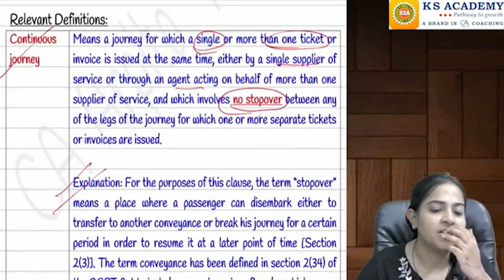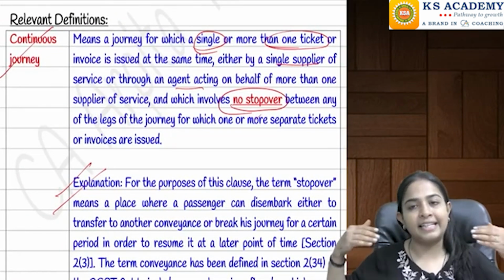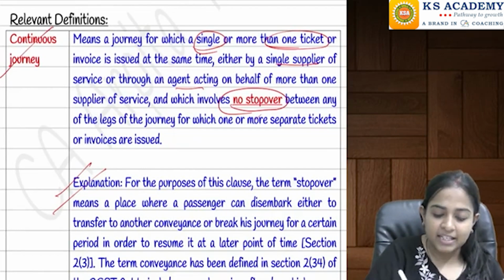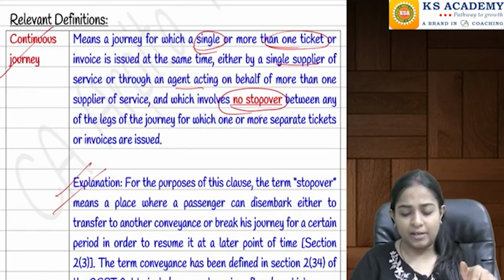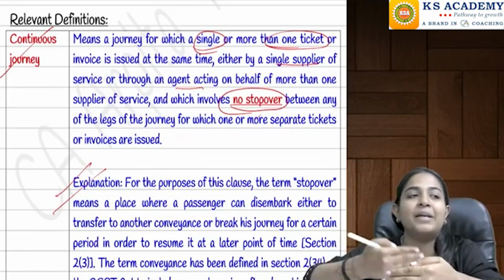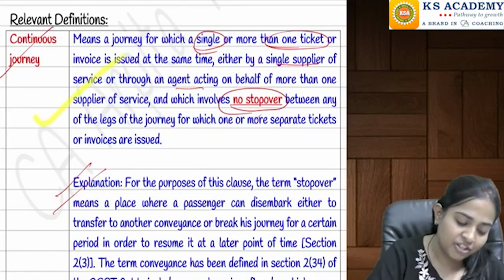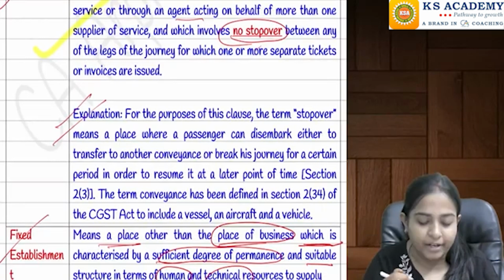Now the first definition is of continuous journey, that we are going to use in section number 12. Here they are telling that continuous journey is such a journey, can you see this, everyone here? It is a journey for which there can be a single ticket or separate tickets, more than one ticket issued, but in between there should be no stopover. Then such a journey will be called a continuous journey. Stopover means there should be no break in between, right?